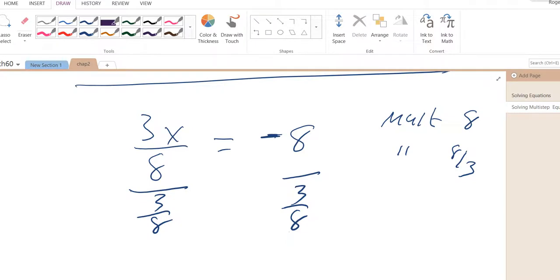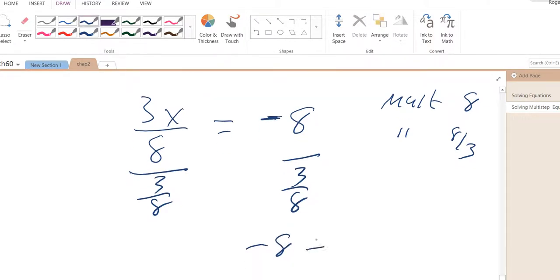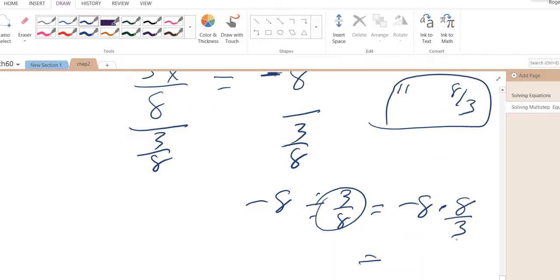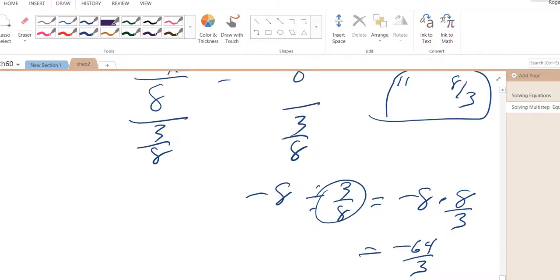If I divide by 3/8, then I know I'm going to have negative 8 divided by 3/8. But that's the same thing as taking negative 8 and doing what with this? Times 8/3, right? Hey, that's one of the things we said we could do in the first place. So, see, it's the same thing. You just got to decide what you want to do. This turns out, oh, there goes my streak, negative 64/3. And again, decimal or fraction doesn't matter, however you want to do it.